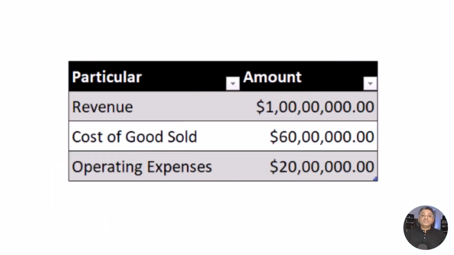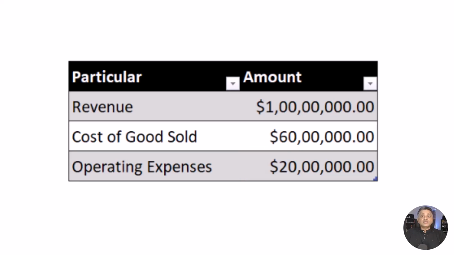Let's take an example. Let's say we want to analyze the income statement of company XYZ, a fictional retail company, for the year 2022. The income statement shows the following figures: revenue $10 million, cost of goods sold $6 million, and operating expenses $2 million. So let us analyze.